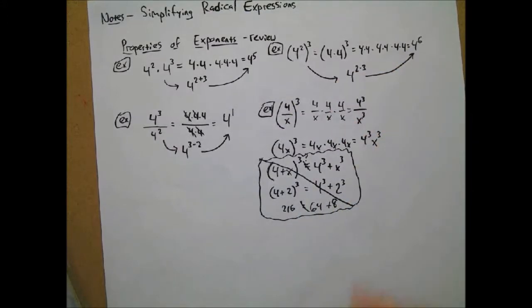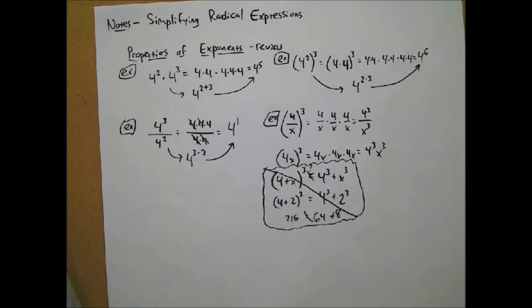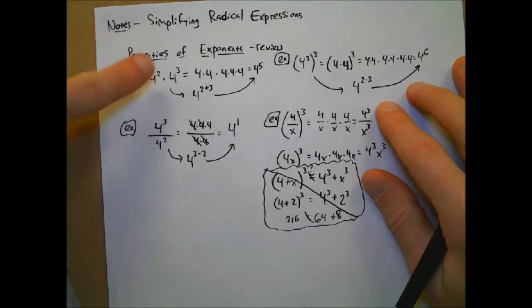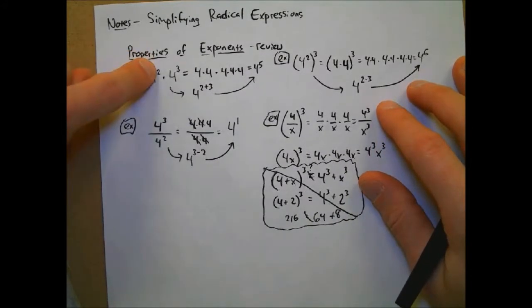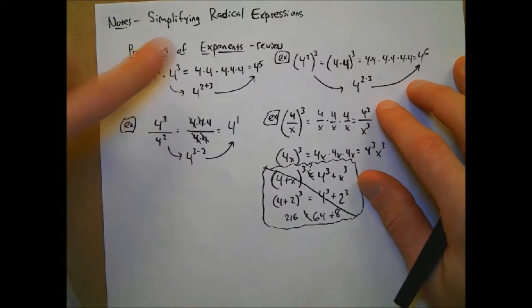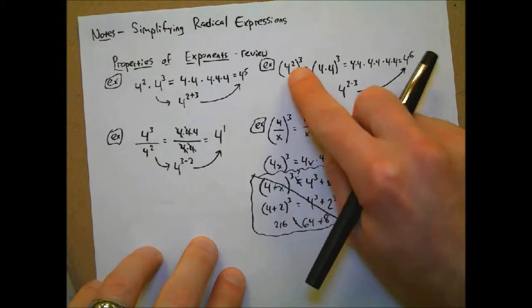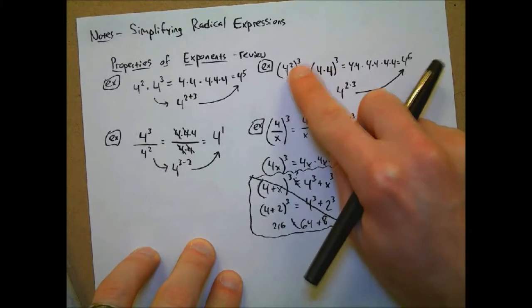So there are our properties. Again, this should be reviewed, but it's good to see it again just in case. When you multiply 2 numbers with the same base, add your exponents. And by the base, I mean the 4. When you have a power raised to a power, you multiply the exponents, so you get the 6 there.